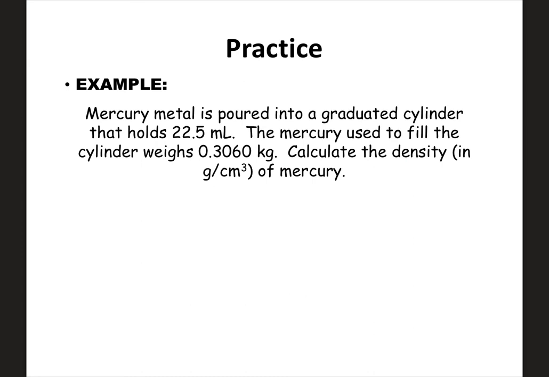Another example to try here, we have mercury metal. It's poured into a graduated cylinder that holds 22.5 milliliters. The mercury used to fill the cylinder weighs 0.3060 kilograms, and we want to calculate the density in grams per centimeter cubed of mercury. So in this problem, what are we solving for? We're going to find density. It says calculate the density. So we have to use the D equals equation because we're solving for density. So we're going to have to use D equals mass over volume here.